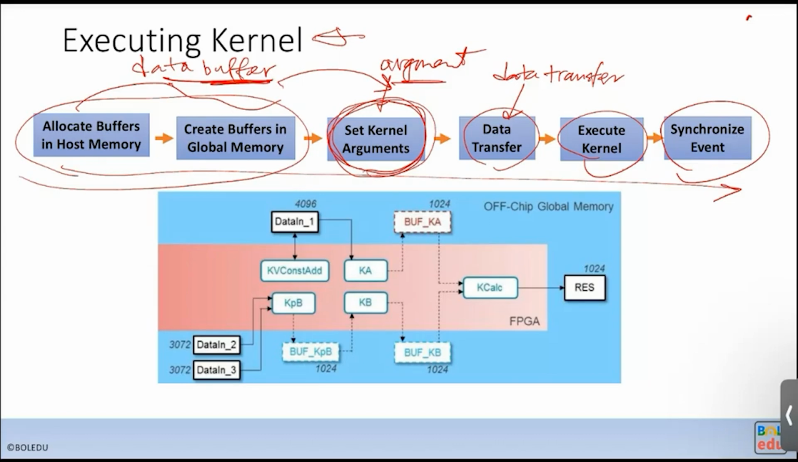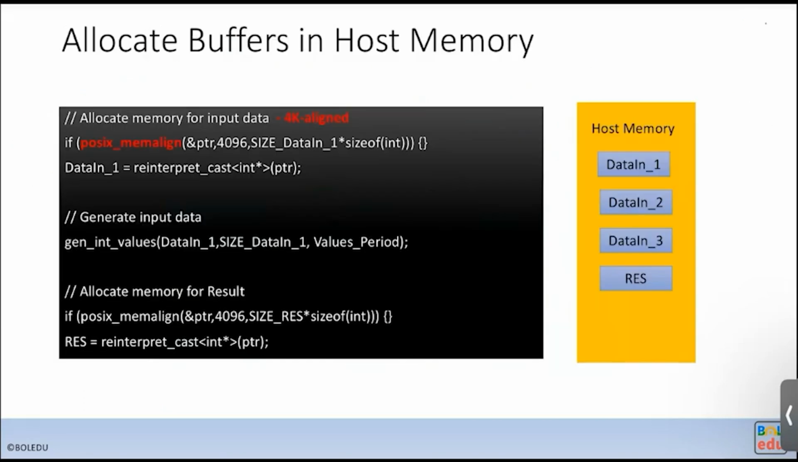Okay, so here, allocate the buffer. First, you allocate in the host buffer, and then you allocate in global memory. For the buffer in host memory, you always have a shadow global memory buffer in the FPGA global memory. In addition, you also create some local buffers. The first step is to allocate the host memory buffer. Make sure it's 4K aligned.